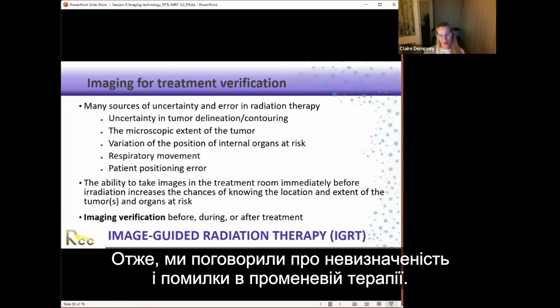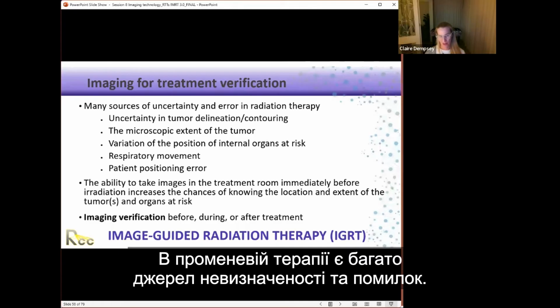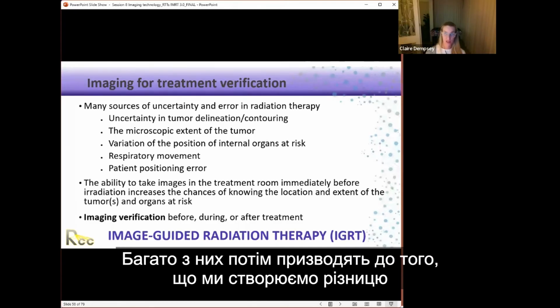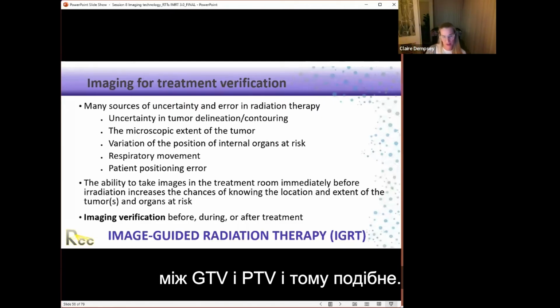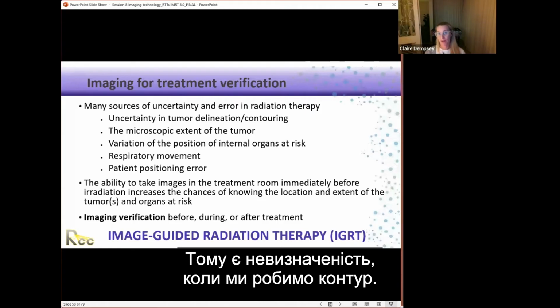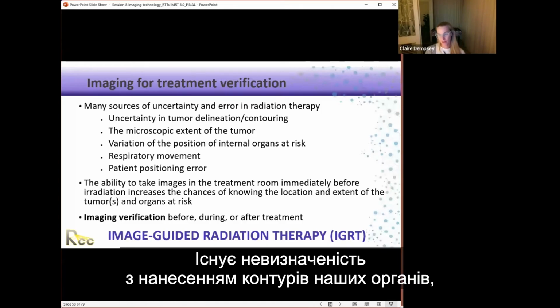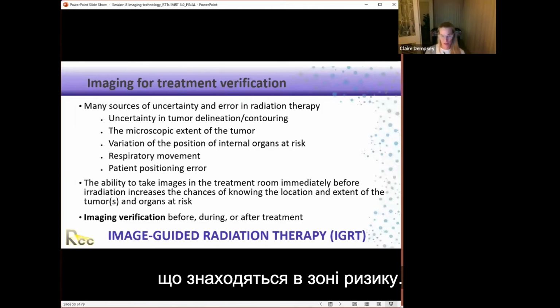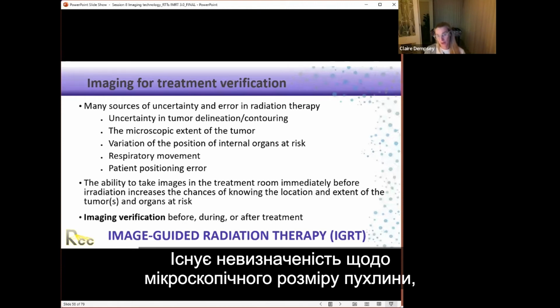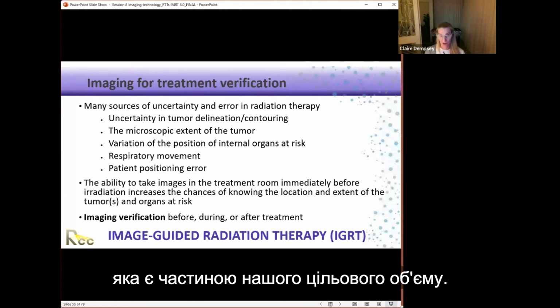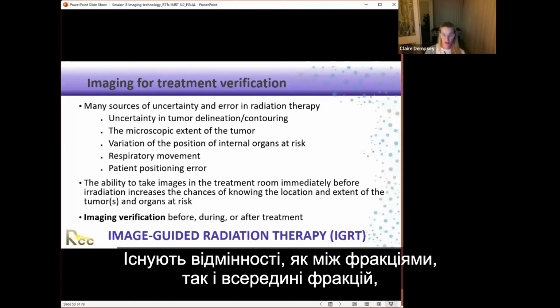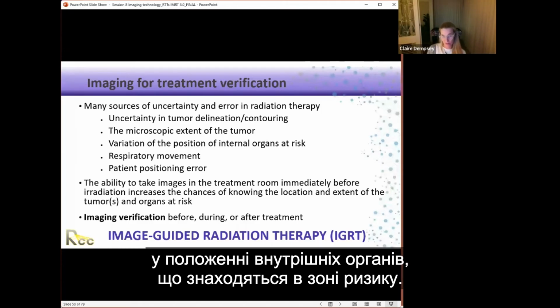Okay, so we've talked about uncertainty and error in radiation therapy. There are many sources of uncertainty and error in radiation therapy. A lot of this results in how we create the margin between our GTV and our PTV. So there's uncertainty when we're doing our contouring: with the radiation oncologist drawing the contours of our tumor, and with drawing the contours of our organs at risk. There's uncertainty in the microscopic extent of the tumor that forms part of our target volume. There's variation, both interfraction and intrafraction, in the positions of internal organs at risk as well.